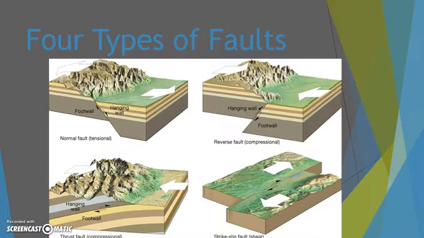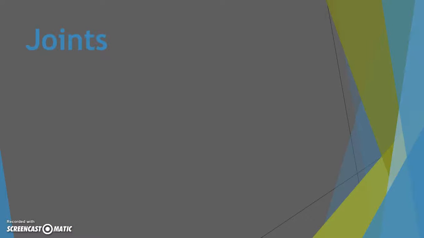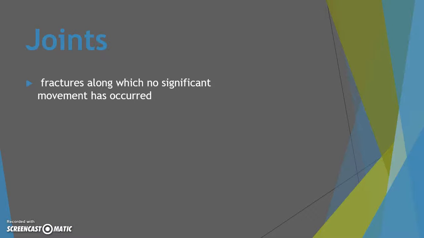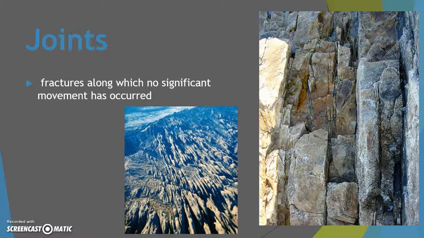So the four types of faults, just to recap, we have normal, hanging wall moves down; reverse, hanging wall moves up; thrust fault, okay, your hanging wall moves up, but look at the angle here. This is a very small angle in comparison to this. It's a very small angle for thrust fault. And then strike slip, moving back and forth. You will also have joints. It's a fracture where you have no significant movement. So you'll have lots of jagged pieces like this image here and here.